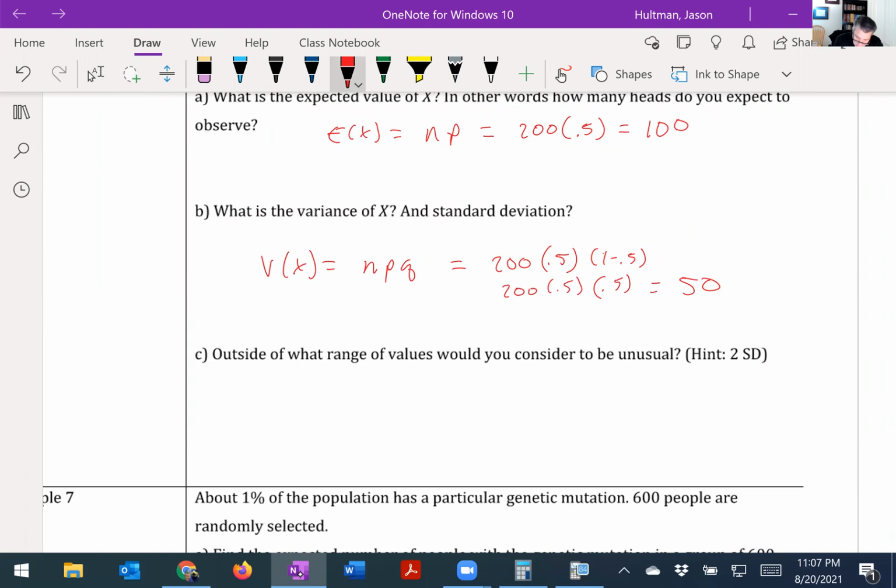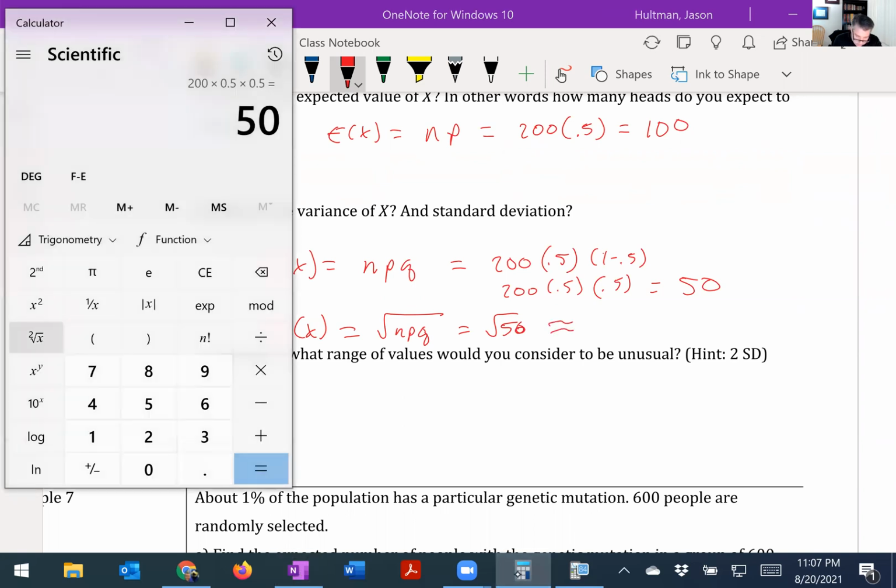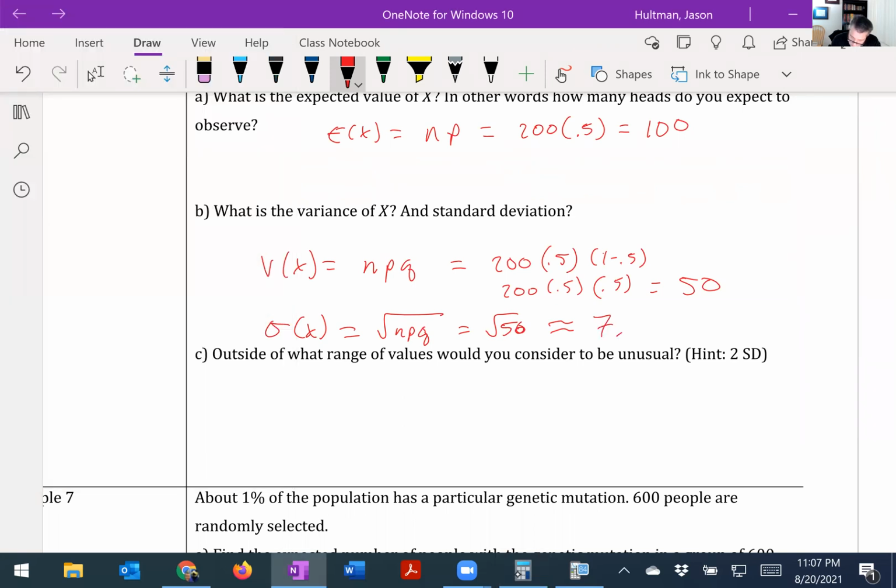So 200 times 0.5 times 0.5 is 50. Okay, so what's the standard deviation? Well, that's just the square root of NPQ, which is really what I want. And that's going to be the square root of 50, which is approximately 7.07.